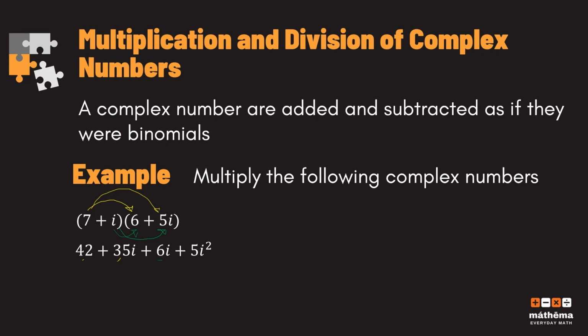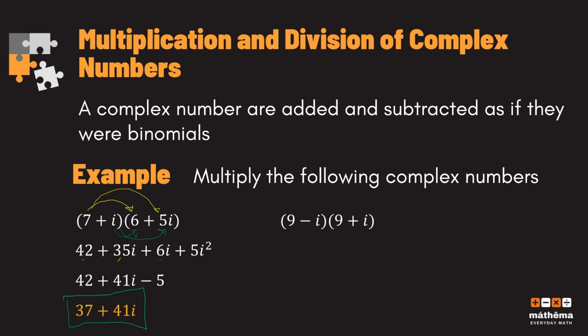Combine like terms and simplify. So we have 35i plus 6i will give us 41i. Then again, i squared is negative 1 times 5 is negative 5. So we will have 42 minus 5 is 37 plus 41i. So that will be our final answer.